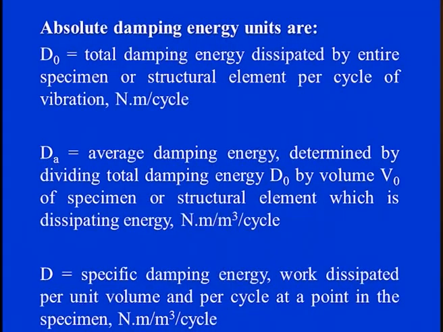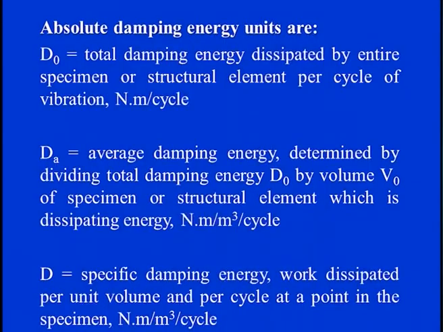So, when we are talking about these two, first of all we need to go with what are the energy units which are available with the damping. Sometimes we say the total damping energy dissipated by the entire specimen in every cycle. This is the significant energy being dissipated by the entire structure, which is a very common unit here. In general terms we specify this as D0, in Newton meter per cycle, whatever energy is dissipated per unit cycle of the excitation of the vibration.